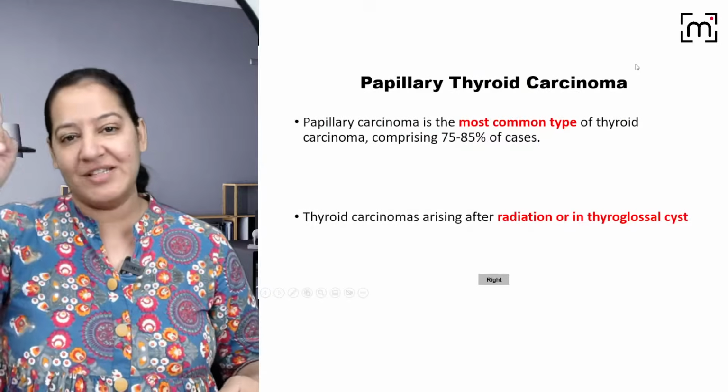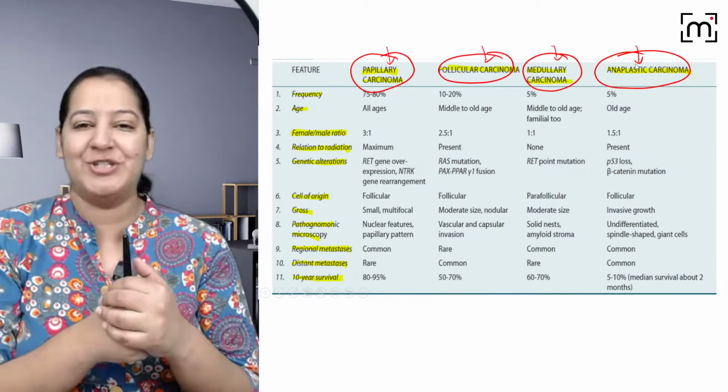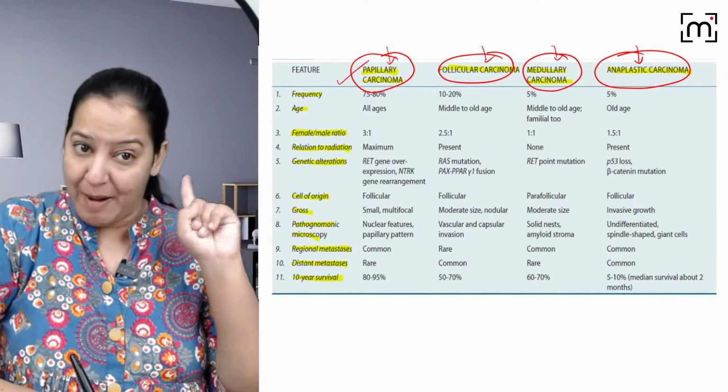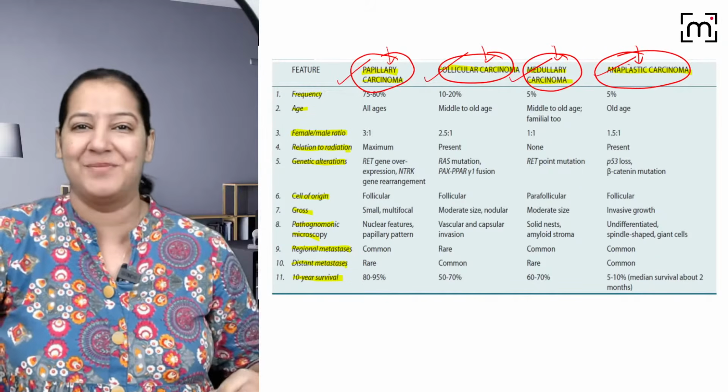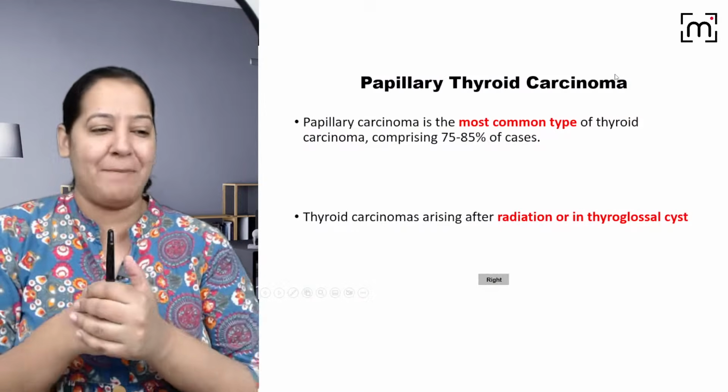Let me start with the first tumor. In this sequence only I am going to teach you the 4 tumors. I will teach you first papillary carcinoma, then follicular carcinoma, then medullary carcinoma, then anaplastic carcinoma. Let me start the first tumor, papillary carcinoma.